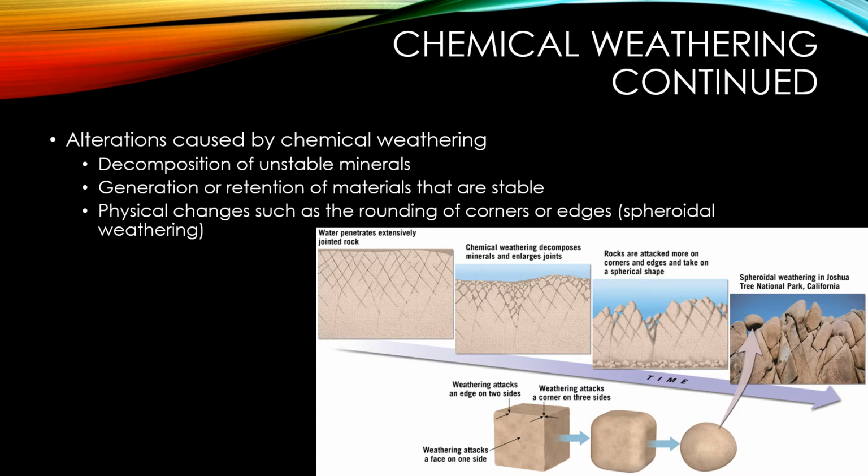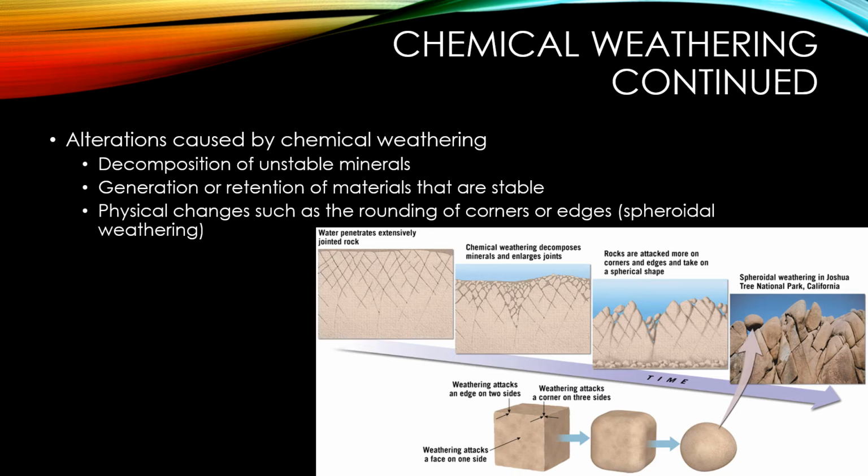So on the last slide, all the products that we looked at, the products of chemical weathering, those are the minerals that are actually stable in the environment that they're in, which is at the surface, potentially being exposed to water, etc.